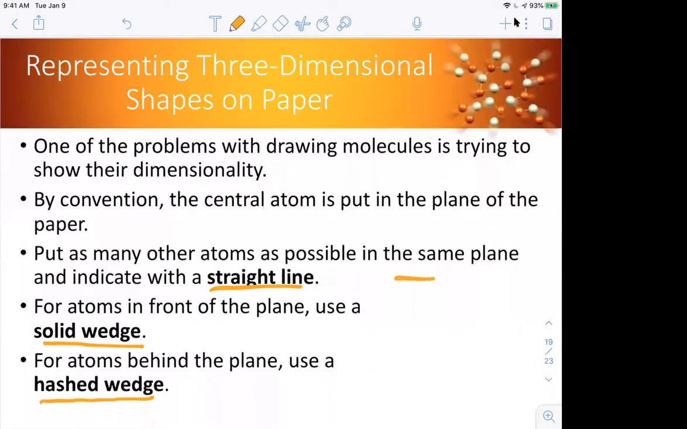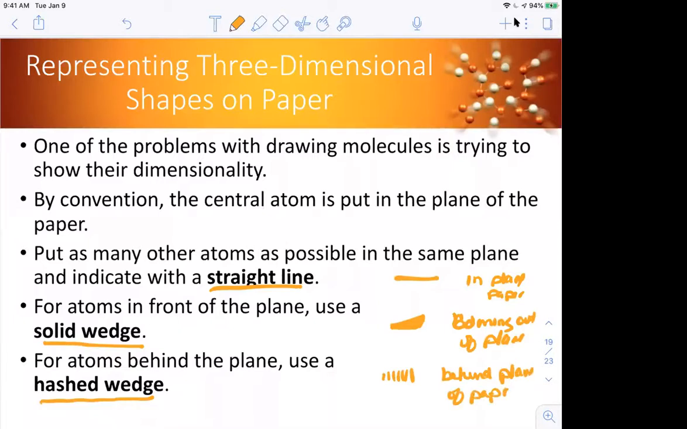So a straight line is just a line. A solid wedge is actually sort of filled in like that. And a hashed wedge is something like this. This is in the plane of the paper. This is coming out of the plane. And this is behind the plane of the paper.